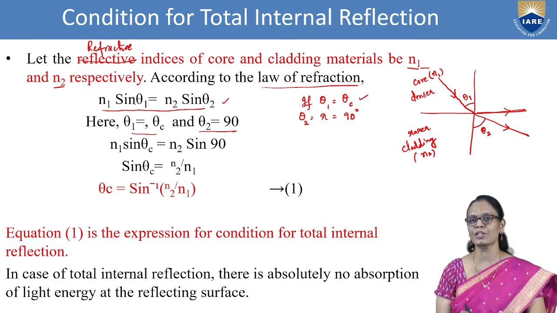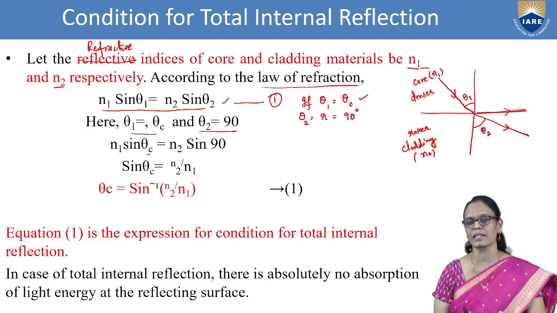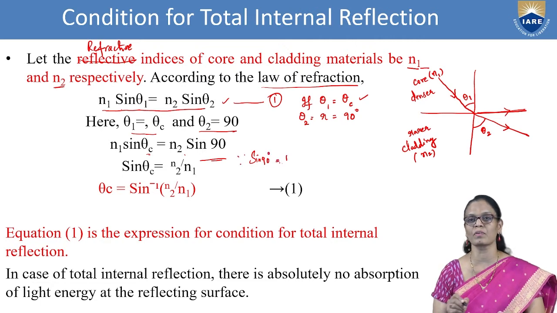So if you substitute in equation 1, we get N1 sine theta c is equal to N2 sine 90. After substituting these two conditions, when theta 1 is equal to theta c, theta 2 will be equal to 90. So we have sine theta c is equal to N2 by N1, because we know sine 90 degree is equal to 1.